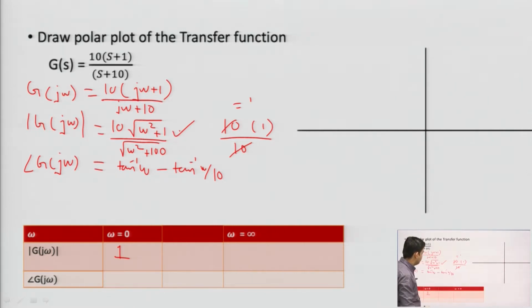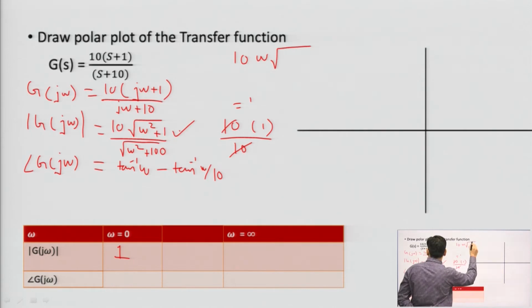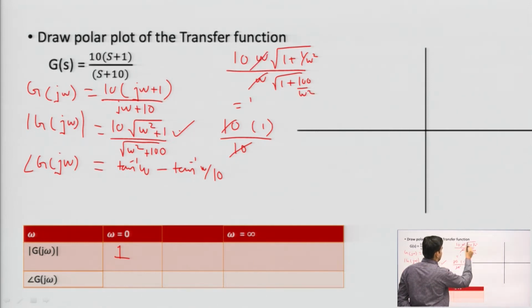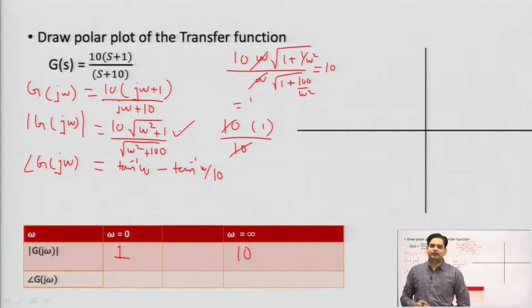When I go for omega equal to infinity, I need to solve it. I will take omega square common from the bracket. So, 10 omega under root 1 plus 1 by omega square. In the same way in the denominator, I will take common omega, 1 plus 100 by omega square. This will cancel out. If I put omega equal to infinity, I will get here the value 10. So, at omega equal to infinity, my mod is 10. It means whenever I begin this polar plot, mod is 1. When I terminate this polar plot, my mod is 10.